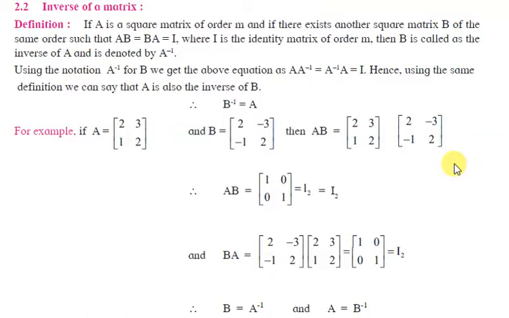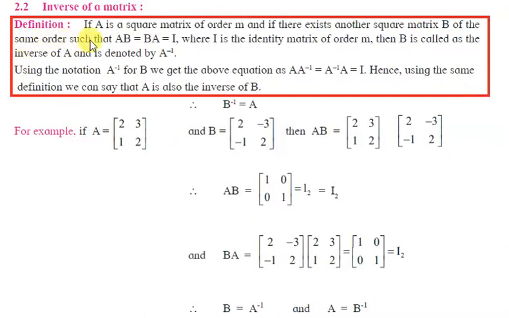So let's begin with the first part, the basic definition of inverse. A matrix A is a square matrix of order M, and if there exists another square matrix B of the same order such that AB is equal to BA is equal to I, where I is the identity matrix of order M, then B is called the inverse of matrix A, and it is denoted by A inverse. See here, -1 is written as a power, that is called A inverse. So this is the way we write the inverse matrix.